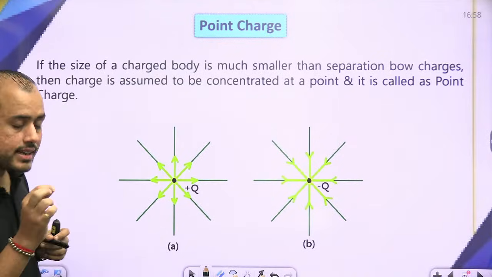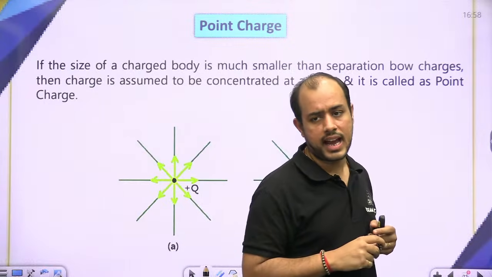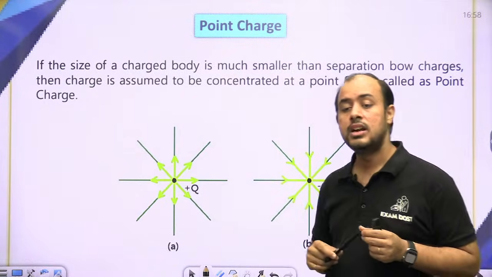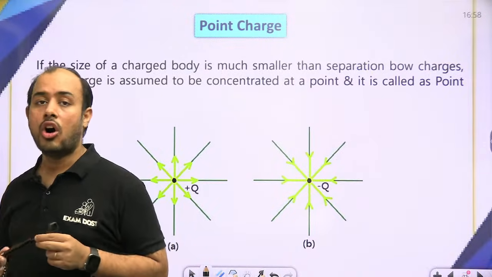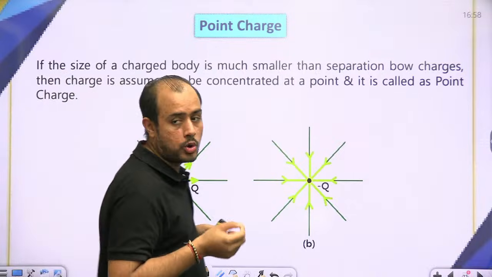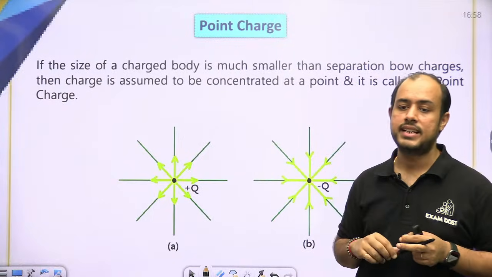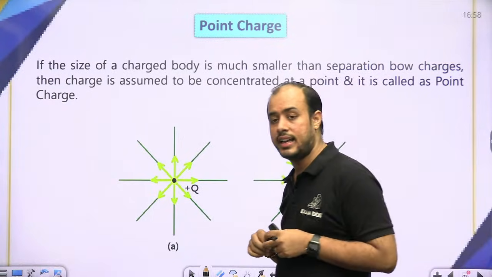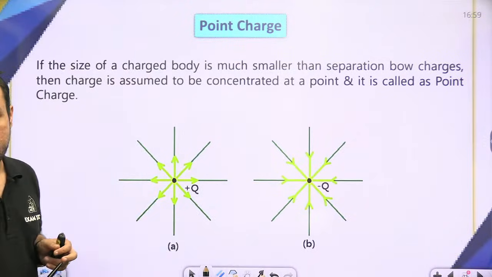When the body containing the charge is very, very small as compared to the distance over which you are computing the electric field and the force. जितने डिस्टेंस पे आप फोर्स या इलेक्ट्रिक फील्ड निकाल रहे हो, उसके मुकाबले बॉडी का साइज अगर बहुत ही कम रहता है, तो इट इज सेड टू बी अ पॉइंट चार्ज. ओके, इट इज सेड टू बी पॉइंट चार्ज.